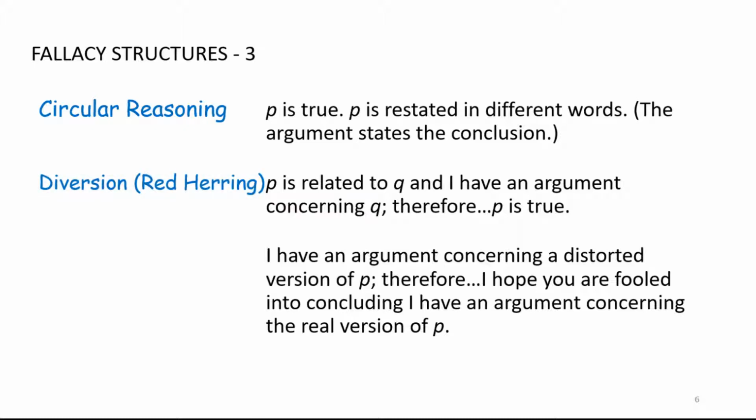Diversion or red herring: P is related to Q, and I have an argument concerning Q, therefore P is true. Straw man: I have an argument concerning a distorted version of P, therefore I hope you are fooled into concluding I have an argument concerning the real version of P.